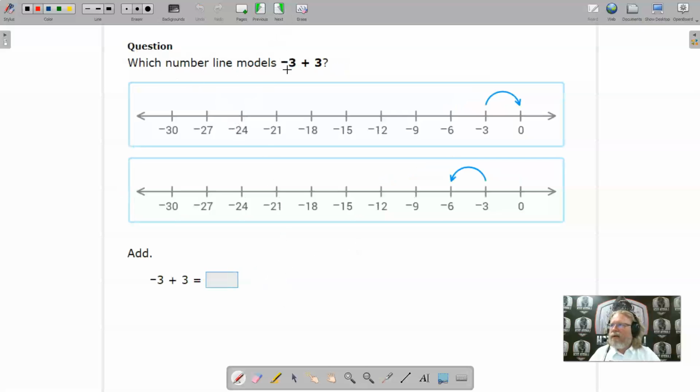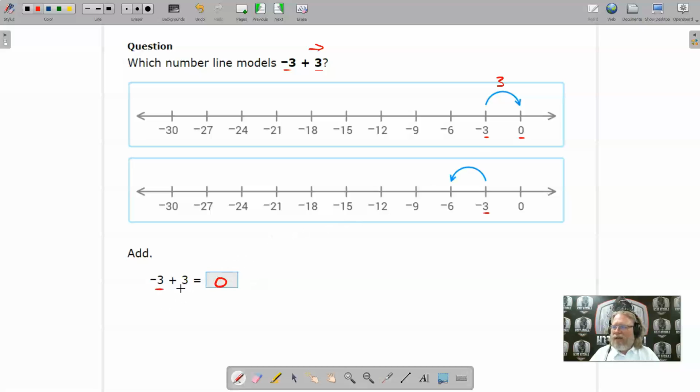Now we're looking for the model that starts at -3 and adds +3, so it goes to the right. So they both check out for the starting point, but we should be moving to the right because this is a +3 that we're adding. And indeed, this one here is the one that's adding a +3, and that's going to land us at 0, so the sum is 0.